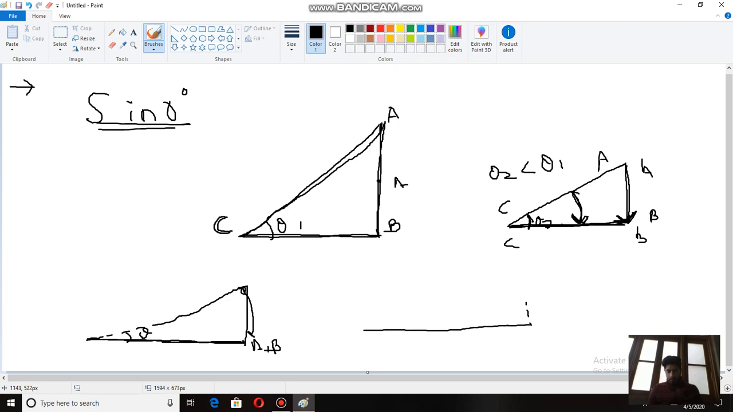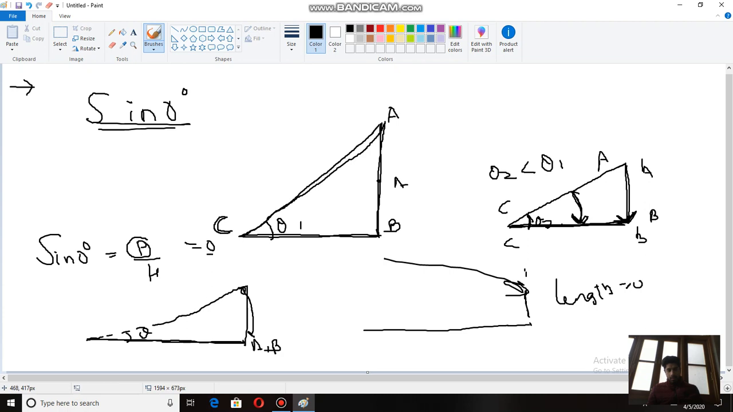Now the length of this perpendicular is now 0. That means when we try to calculate sine of 0 degrees, it is perpendicular by hypotenuse, but the length of this perpendicular in this case is 0, and hypotenuse can be anything. Now 0 by hypotenuse is 0. That means sine of 0 degrees is 0.